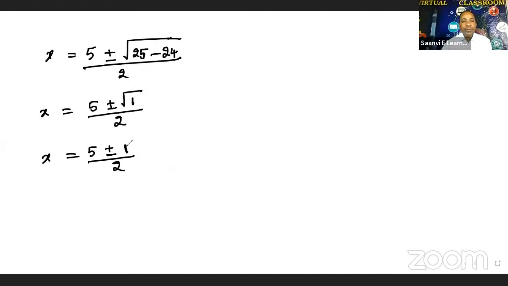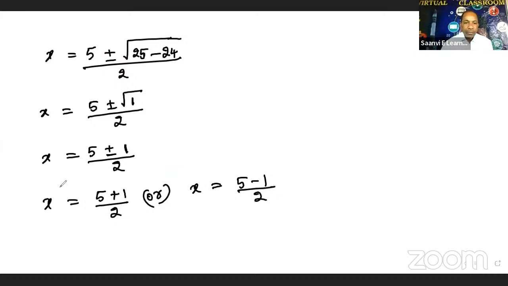Here the root value we have got. Now you separate them. 5 plus or minus 1 by 2 we got. It means x is equal to: one is plus, one is minus. So one root is 5 plus 1 by 2, or one more root is x is equal to 5 minus 1 by 2. Why? Because here we have 5 plus or minus 1 by 2, so 2 roots will come. x is equal to 5 plus 1 which is 6 by 2, or x is equal to 5 minus 1 which is 4 by 2.